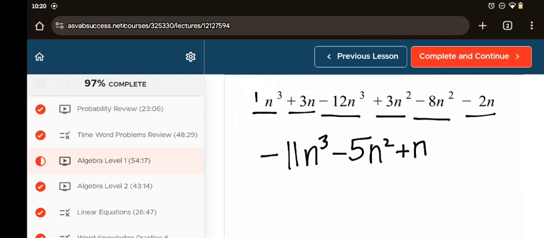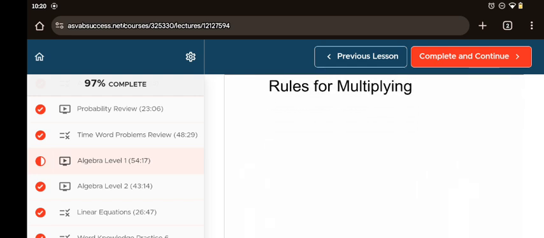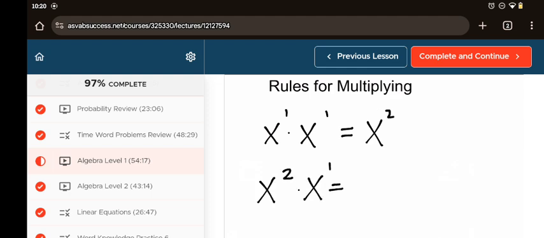Okay, hope you got it. Feel free again to pause and review them again. If not, we're going to move on to rules for multiplying. So when we're multiplying, what we do is we add the exponents. So here this is x to the 1, x to the 1. They're being multiplied together, so I add the exponents and it becomes x squared. In the same way, x squared times x, this is a 2 and 1, this becomes x to the third.